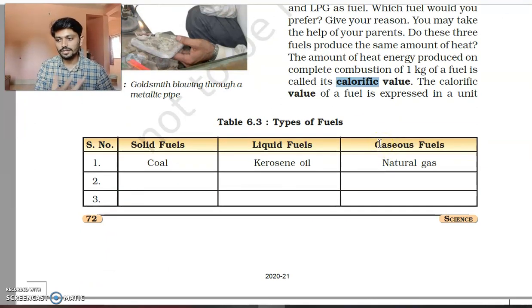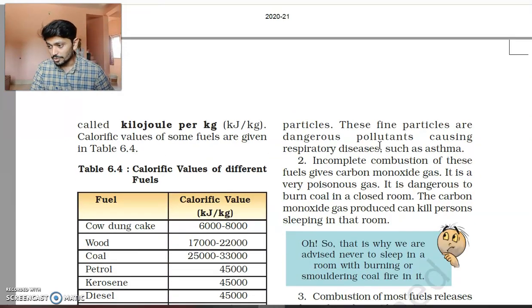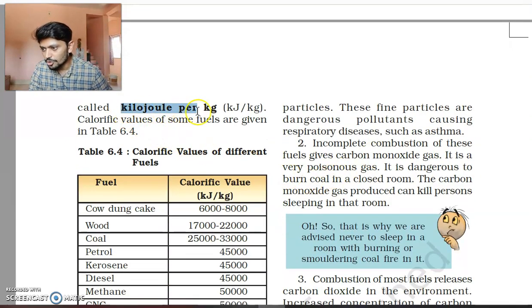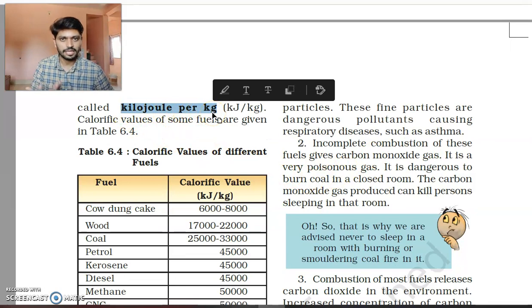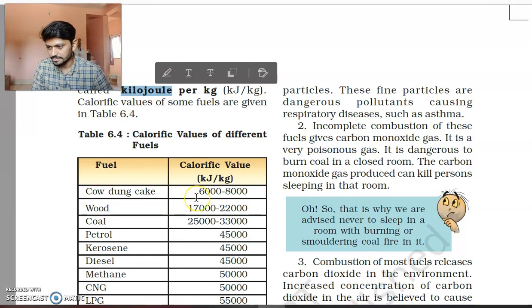Now what is the unit of calorific value? The unit of calorific value is kilojoule per kg. Per kg, we know, because we always take 1 kg of fuel. The unit of energy is joule, but there is so much heat energy we get when we burn 1 kg of fuel. Hence we measure it in kilojoule.